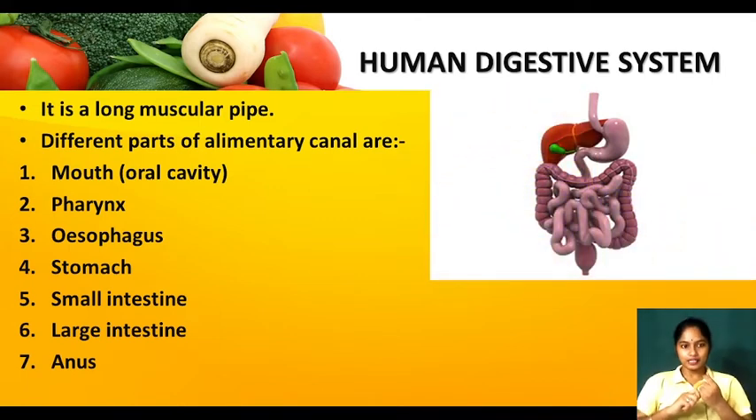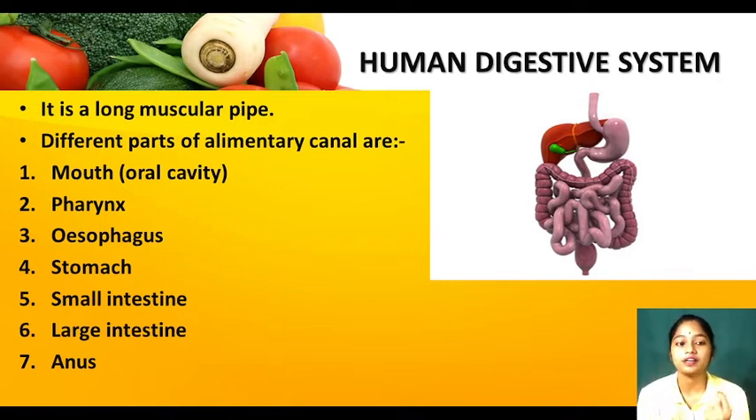See, the human digestive system has two parts. One is the alimentary canal and another one is what? They have certain digestive organs, digestive glands, which release certain digestive juices which help in our digestion. So these are the alimentary canal, meaning pipe like structures.